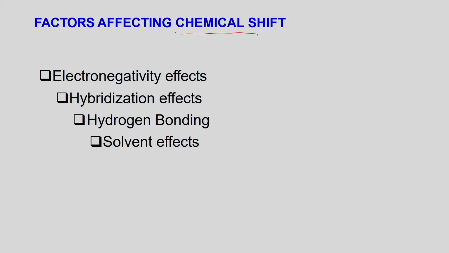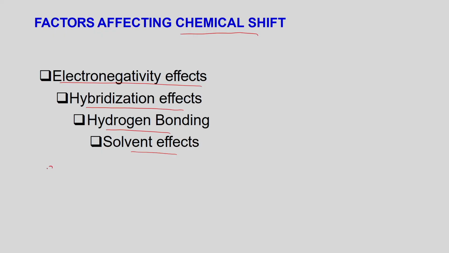Now we have seen that different nuclei lie in different areas of the NMR spectra, but what do they mean? What do you mean by those factors? Some of the factors are electronegativity effects, the hybridization effect, the hydrogen bonding effect and the solvent effect. All these factors do actually decide the chemical shift. So, in this lecture we will be studying the different factors which actually give the different chemical shifts, and at the end we will also study the spin-spin coupling.